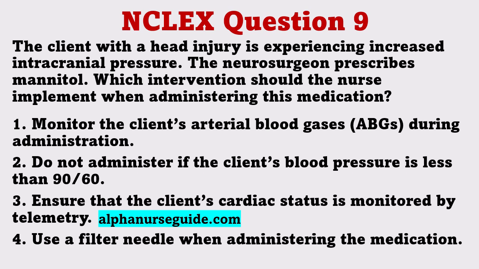The client with a head injury is experiencing increased intracranial pressure. The neurosurgeon prescribes mannitol. Which intervention should the nurse implement when administering this medication? 1. Monitor the client's arterial blood gases during administration. 2. Do not administer if the client's blood pressure is less than 90/60. 3. Ensure that the client's cardiac status is monitored by telemetry. 4. Use a filter needle when administering the medication.